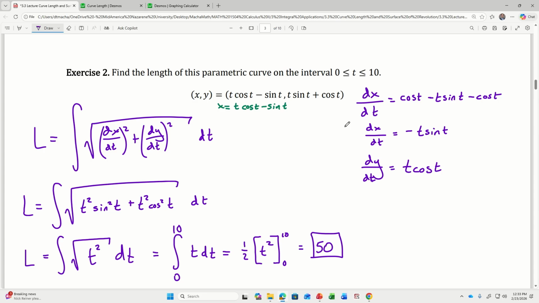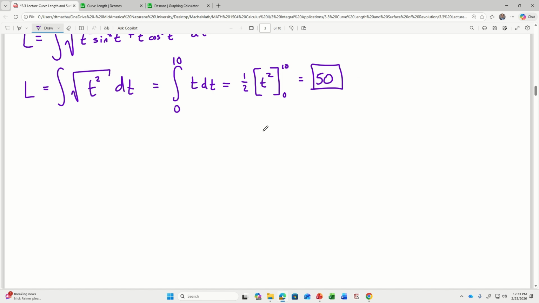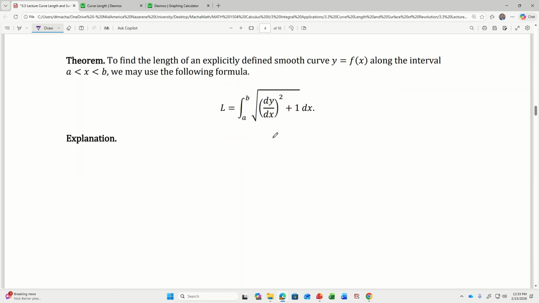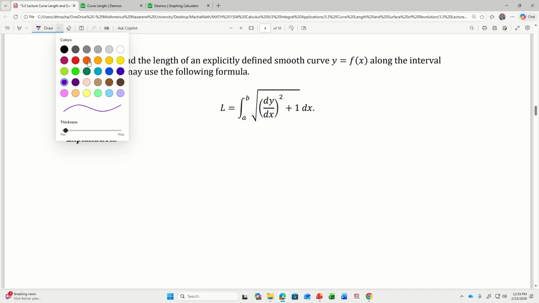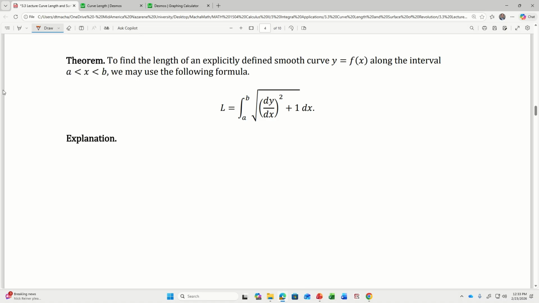Okay, any questions about this one? Okay, so that's how you find the length of a parametric curve. This is how we find the length of an explicitly defined curve. In other words, what if I have y given to me as a function of x?